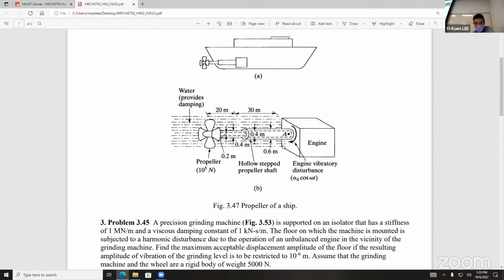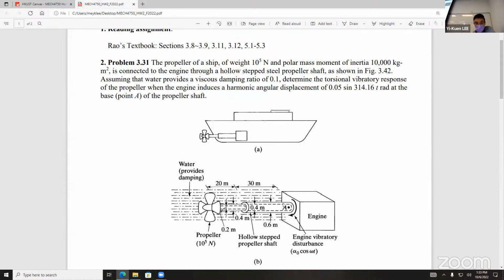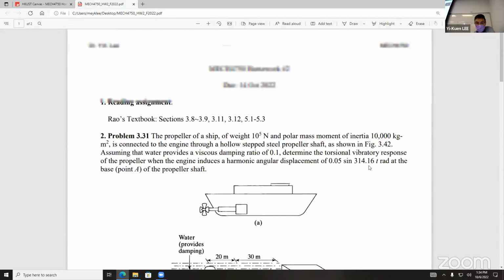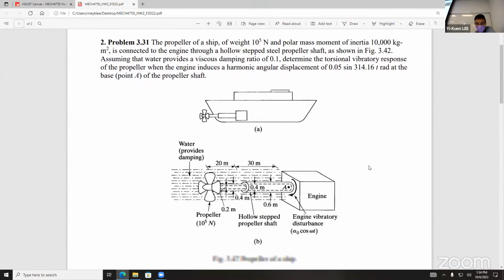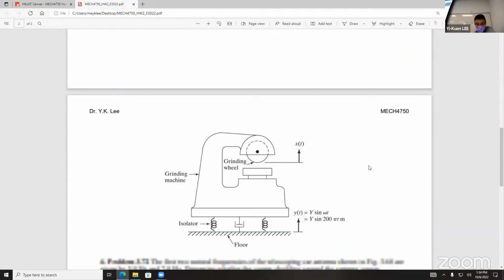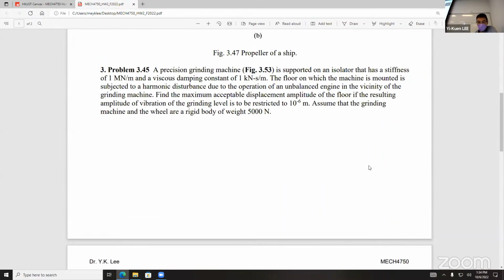And next, of course, in reality the propeller has a more complicated structure. So the question is, can you determine the torsional vibration response of the propeller if this engine has a certain speed, a certain harmonic oscillation and rotation? So this gives you some example. And of course, this one is another quite common thing, right?